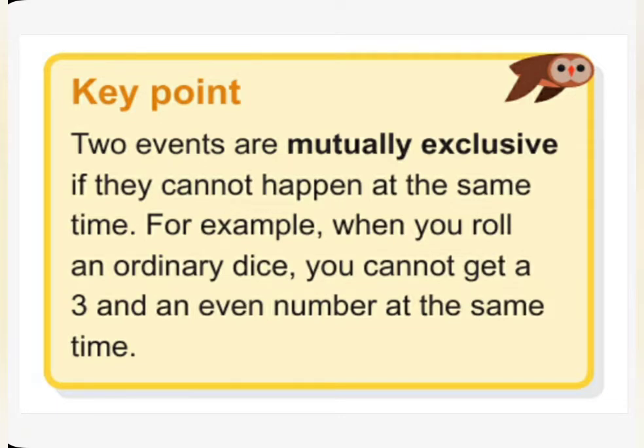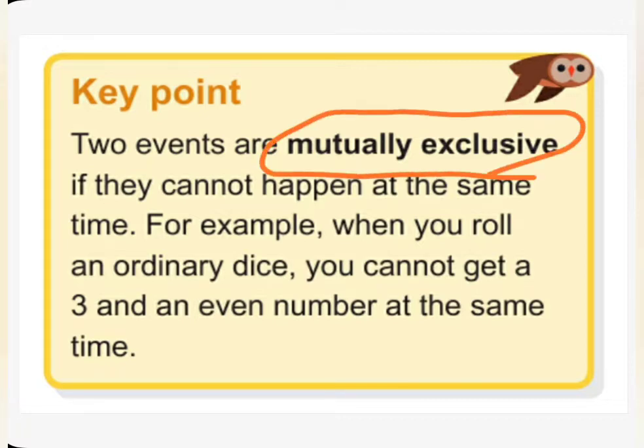In this video, we're going to talk about mutually exclusive events and what it means in probability. Now, two events are mutually exclusive if they cannot happen at the same time. For example, when you roll an ordinary dice, you cannot get a 3 and an even number at the same time. And because they're not happening at the same time, we call them mutually exclusive.